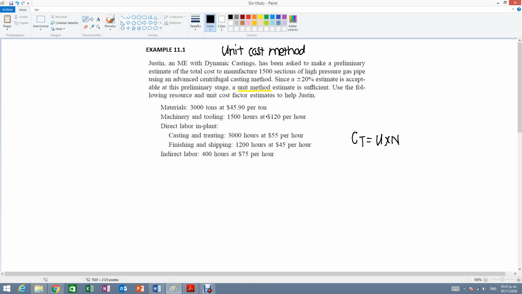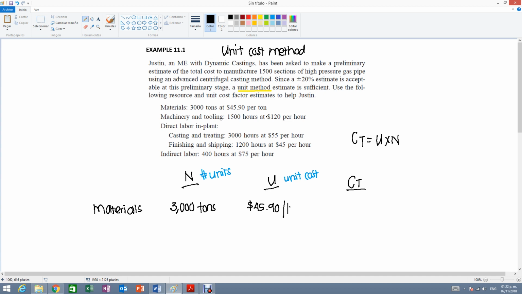Let me list everything we have. We're going to have N, we're going to have U, and the total cost. N stands for number of units, and U is unit cost. First of all, we're given materials. It says that the number of units required are 3,000 tons at $45.90 per ton. You have to make sure that the units match. If not, you would require some conversion for them to be the same.